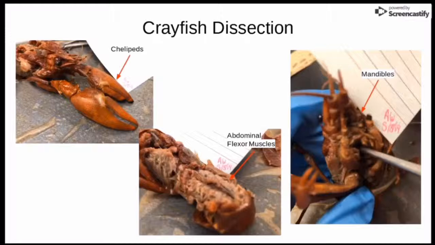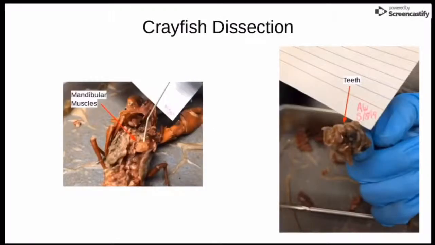The picture on the left are the calipeds, which are like the claws. The abdominal flexor muscles are right here, which help it move the tail to help it swim fast. Here are the mandibles, which basically help it eat. On the left are the mandibular muscles, which help control the mandibles. And on the right are the teeth in its stomach, which, after it eats the food, it breaks it down in its stomach with its teeth.